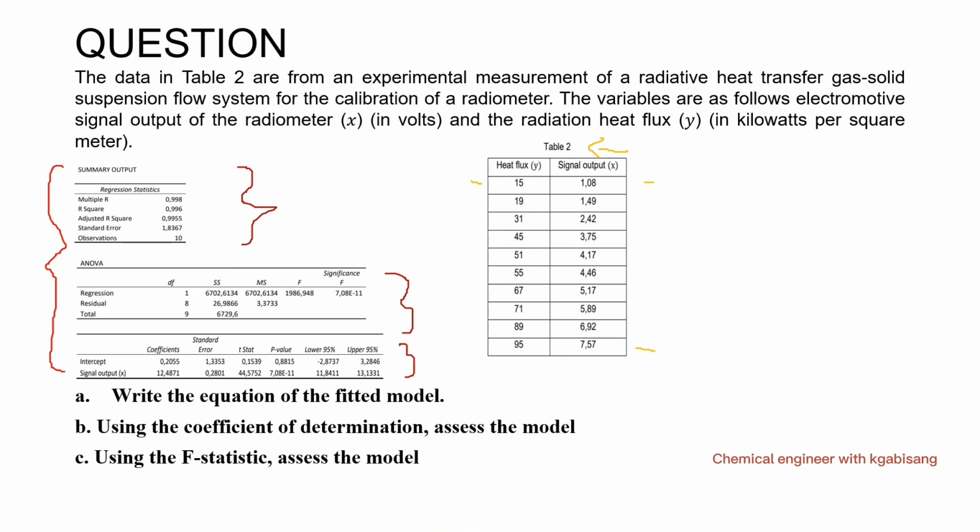Now that you have an idea of how to actually obtain this data information using your Excel, let's proceed to answer the question. To answer A, we are asked to write the equation of the fitted model. We are going to focus on the intercept. Like I said previously, we went into details. Now we're just going to answer the question as it is. So we're going to look at the intercept and also here our X value.